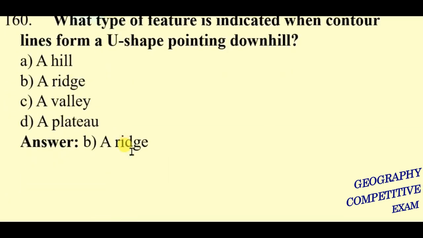Question 160. What type of feature is indicated when contour lines form a U-shape pointing downhill? A hill, a ridge, a valley, a plateau. Here the right answer will be a ridge.